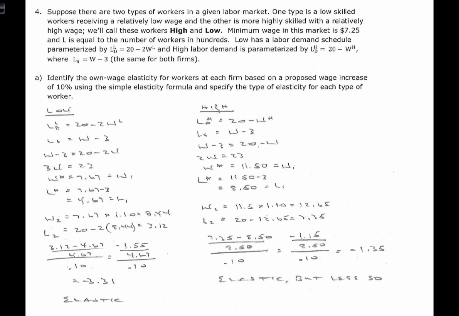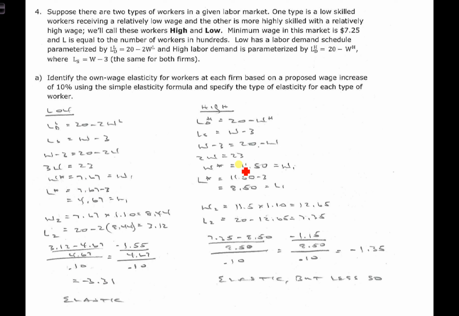And for high, we do the exact same thing. We end up with a negative elasticity, which we would expect because these are demand elasticities, own wage demand elasticities, of negative 1.35. Which frankly is also elastic, just as low at negative 3.31 is elastic, but it's less elastic, which doesn't surprise us. And it doesn't surprise us that it's still elastic because if you think about it, a wage of 8.44 or 7.67, that is low enough wage to certainly be low skilled, and we know low skilled workers are elastic, which is shown by the elasticity here.